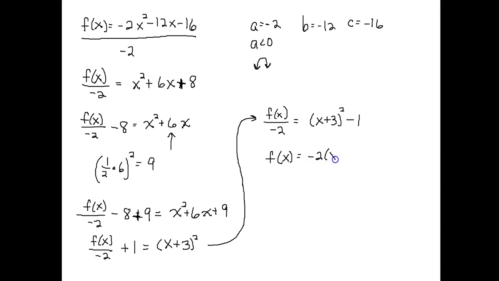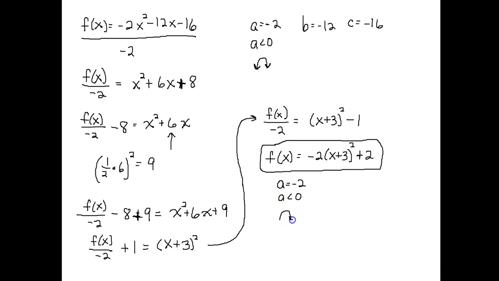Now distribute your -2. So you have -2 times the x plus 3 squared, and the -2 times the -1, which would mean plus 2. And there you have it. A is still -2. That's not going to change. So we still know that it's cupped down, just dumping out water. And then the vertex is h comma k.